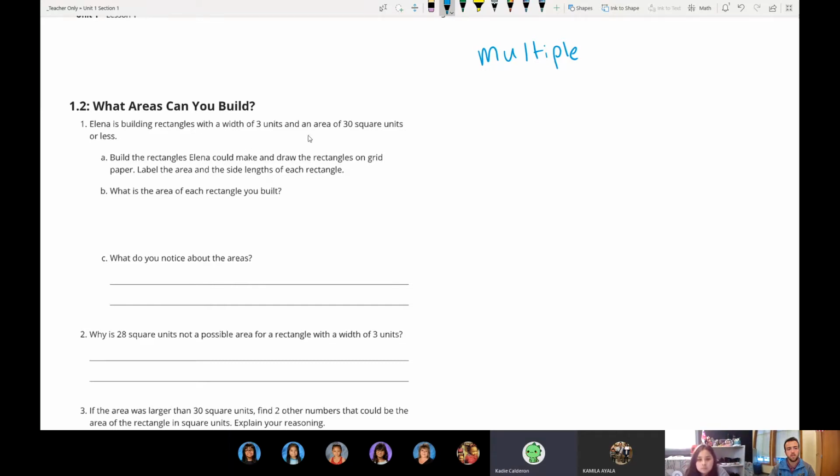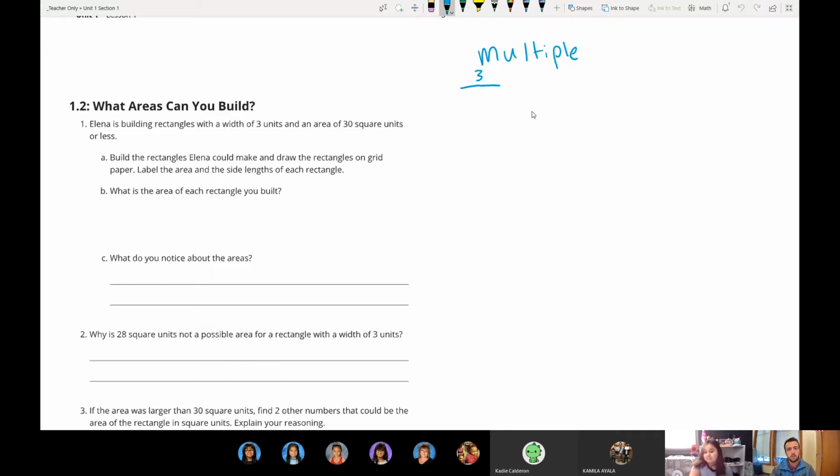Because we're going to draw rectangles that are 3 units wide. So up here we have 3 units, and then we need a certain, Katie, I think there you go. We have 3 units wide. That's okay, Katie. Malia, do you want to go for it?